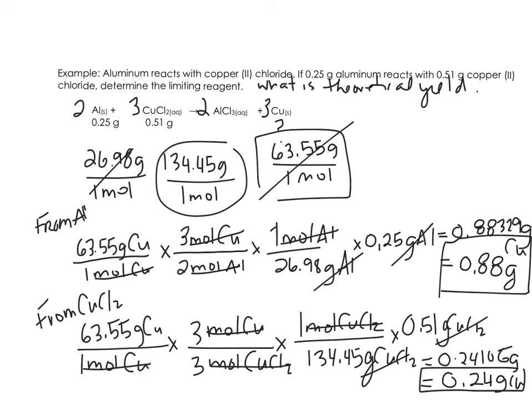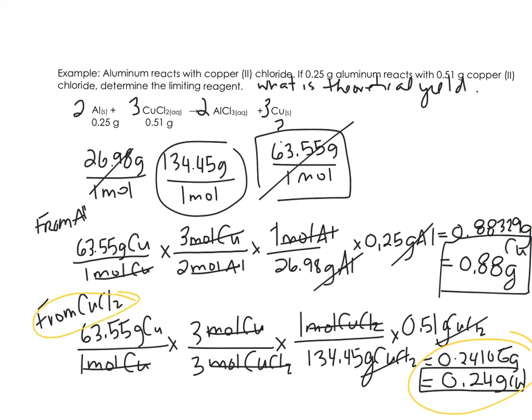So, which one of these two numbers is the smallest? So it is this one. 0.24 grams of copper is the smallest amount we can make. So once the reagent that it comes from is used up, we can't make any more. If we have more, we can make more.